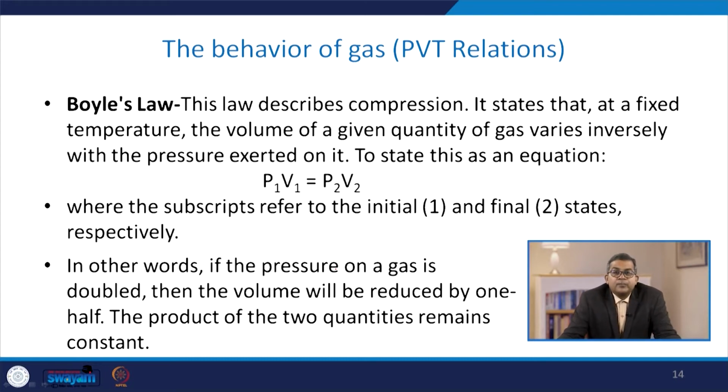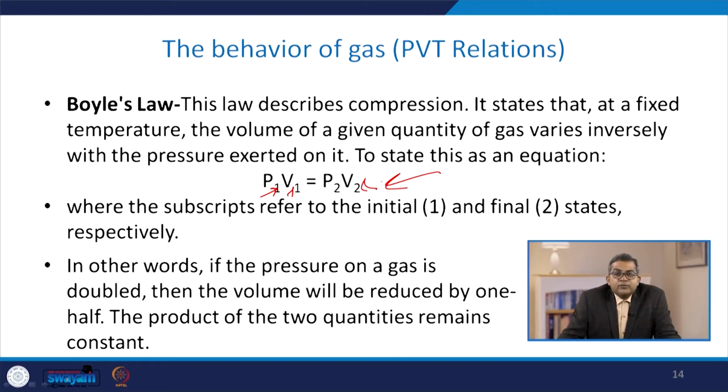Boyle's law describes compression. It states that at a fixed temperature, the volume of a given quantity of gas varies inversely with the pressure exerted on it. The mathematical correlation is P1 V1 is equal to P2 V2, where 1 represents the initial and 2 represents the final state respectively.